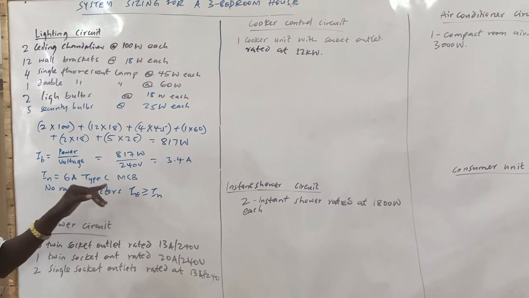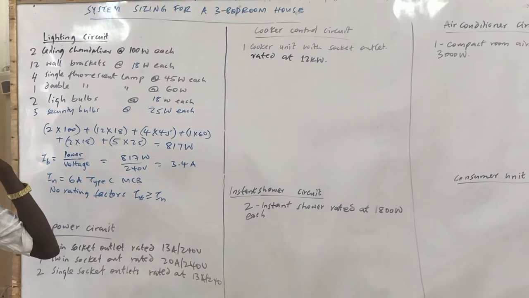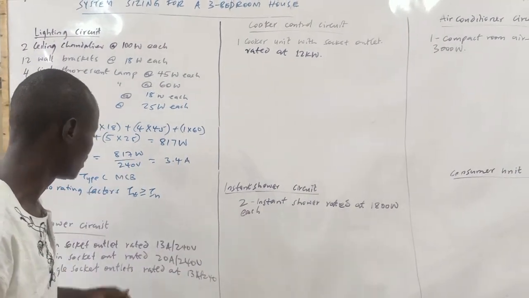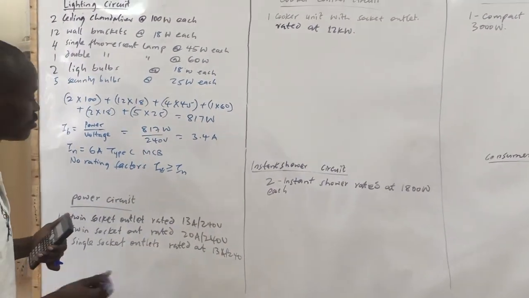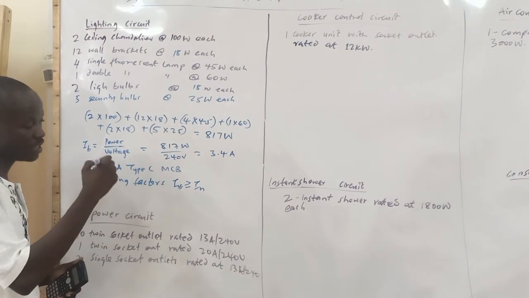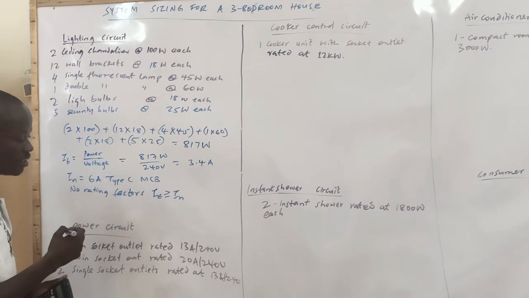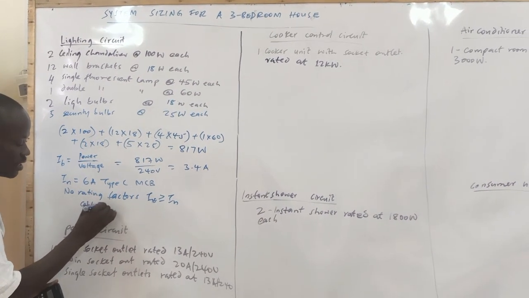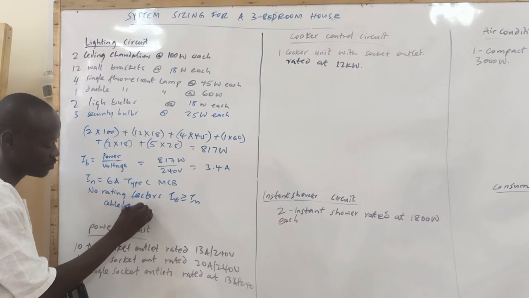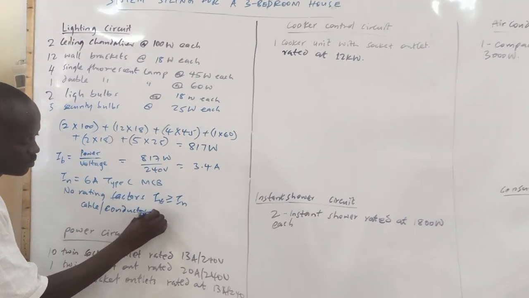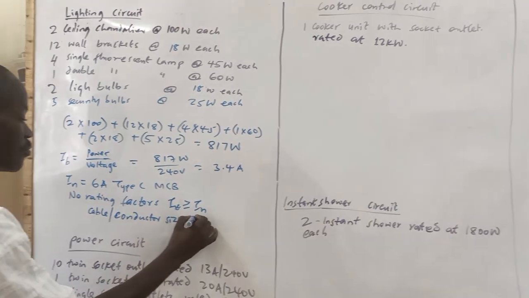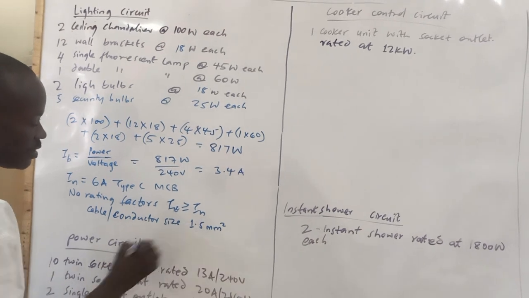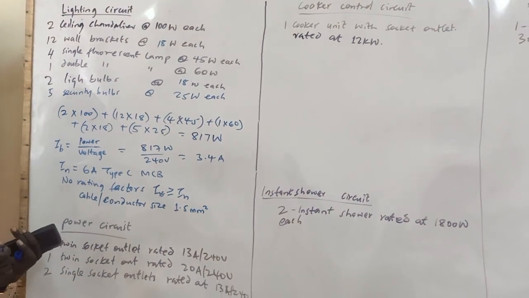So we're going to use that table for single core thermoplastic. And remember, we had also recommended the installation method. In this case, it's reference method A. So from there, you should be able to get, for single core cable single phase, a cable size or conductor size of 1.5 square millimeter. That's what you should get.